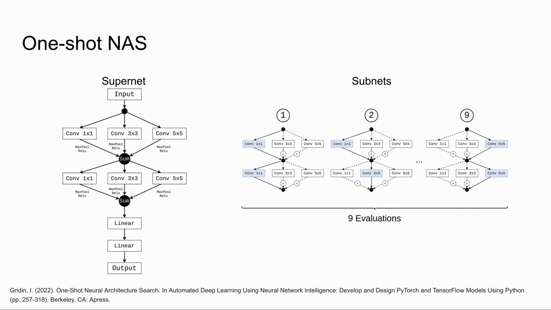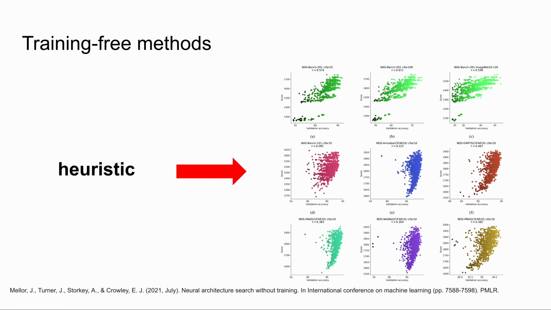Even faster than one-shot NAS is training-free methods, which require no training at all. This works by coming up with some sort of heuristic for the pre-trained architecture that correlates with validation accuracy. Then, you can predict how the architecture will do without ever training it.